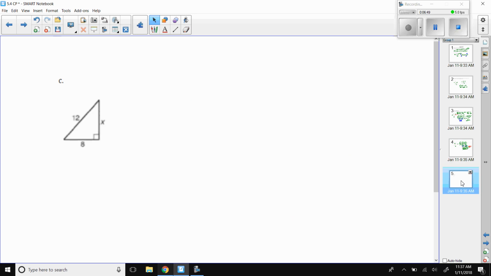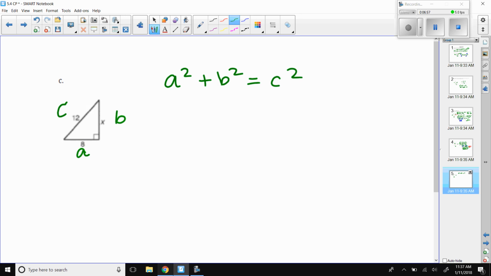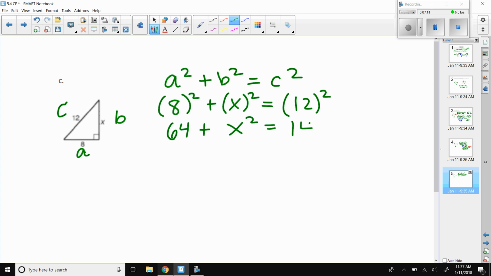And the last one, again, name the sides A, B, and C. A squared plus B squared equals C squared. 8 is what I have for A, x is what I have for B, and 12 for C. So 64 plus x squared equals 144. These ones are a bit more difficult than when we're just solving for the hypotenuse. In the first one, a little bit easier. This one you've got to do some extra work, some more subtraction here to get those values before you can take that square root.